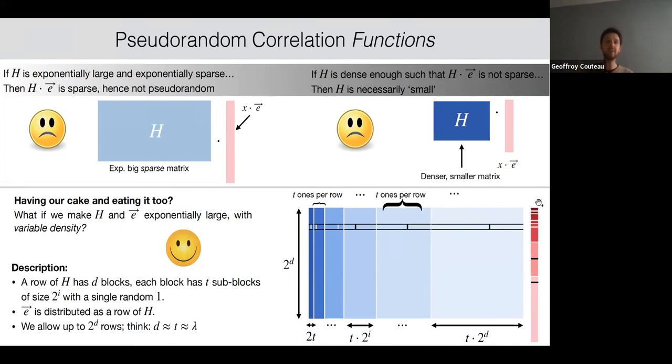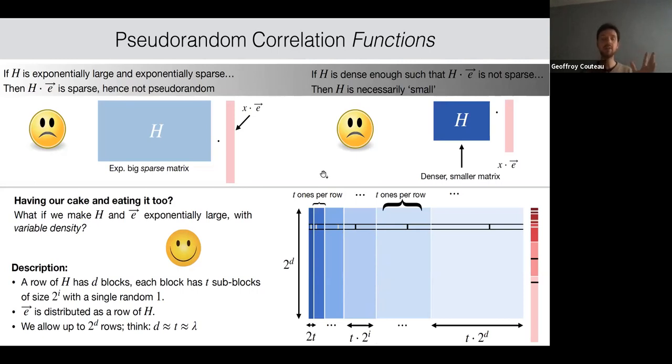And really the way we do that is that each of these things here is broken into t blocks of size 2 to the i. And each block of size 2 to the i contains a single one per row. So you have exactly t ones per row of those big blocks, which are of length t times 2 to the i.